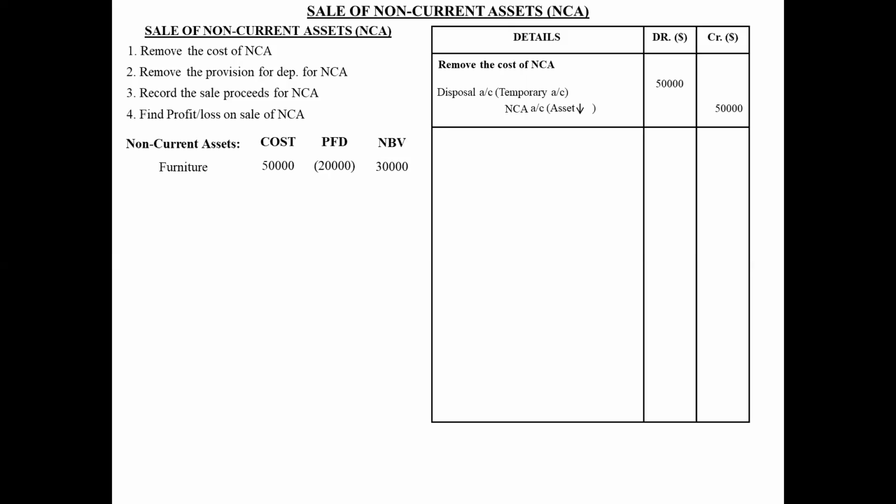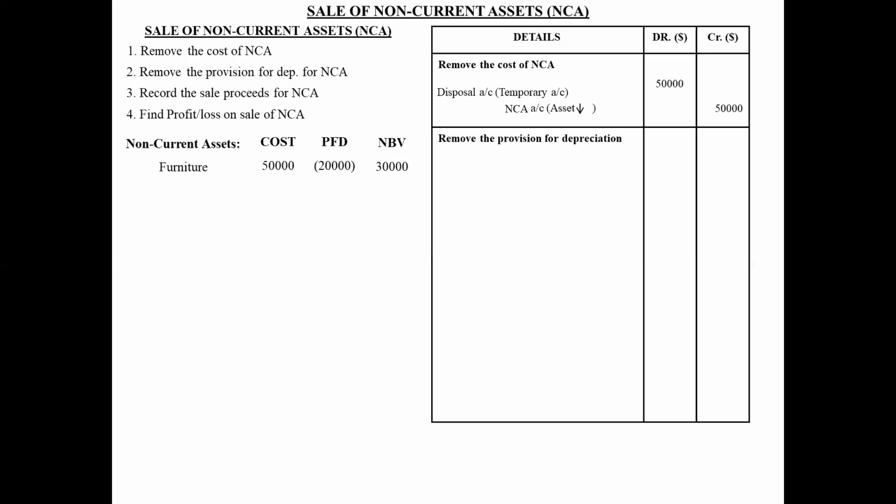So this is the first entry to remove the cost of NCA. Now the second, you have to remove the provision for depreciation for NCA. Now provision for depreciation, remember provision is basically a liability of uncertain timing and amount. And we know that liability when increases, it has to be on the credit side, and when it decreases, it has to be on the debit side.